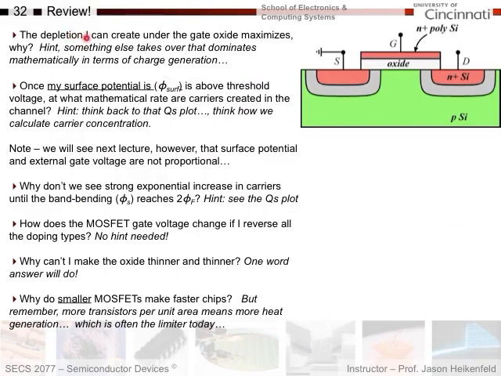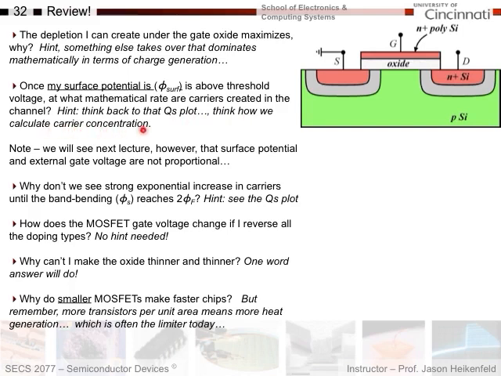So the depletion, I created the oxide maximize. Why does it maximize? So this depletion grows, but then it maximizes. Here's your hint. Once my surface potential is above threshold voltage, at what mathematical rate are carriers generated in the channel? Look back at that Q sub S plot and think about how we calculate carrier concentration.